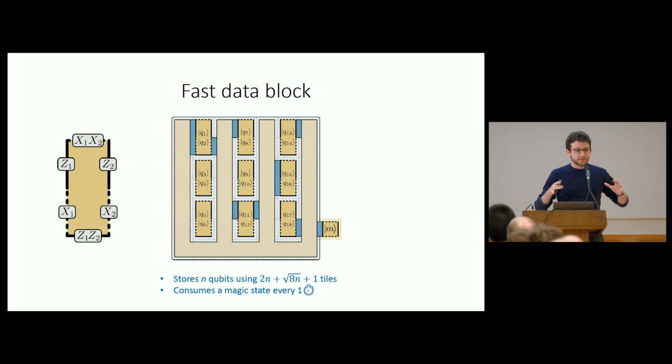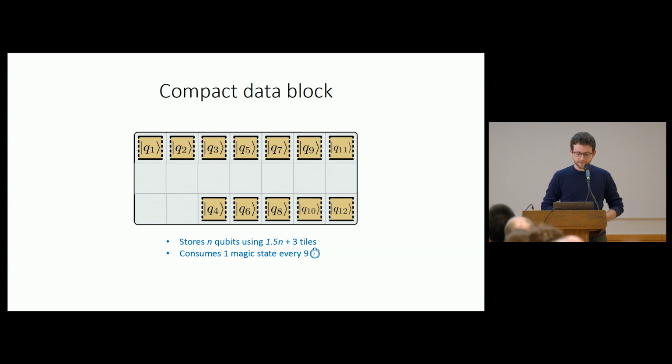If you want to build smaller quantum computers, you might want to use smaller data blocks. For instance, this one, which only uses roughly 1.5 tiles for each qubit, or to be more precise, it stores n qubits using 1.5n plus 3 tiles. And it stores these qubits in square patches. Now the problem with that is that in this setup, only the Z operator of each patch is accessible by multi-patch measurements. The X operators and Y operators by extension are all kind of buried in between patches. And we'll have to do something about that. It will turn out that this means that in the worst case, the consumption of a magic state can take up to 9 time steps. Let me show you why that is.